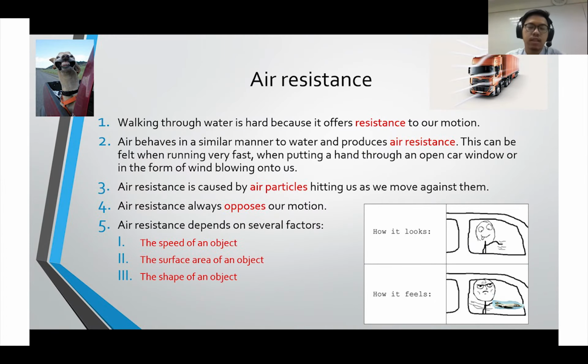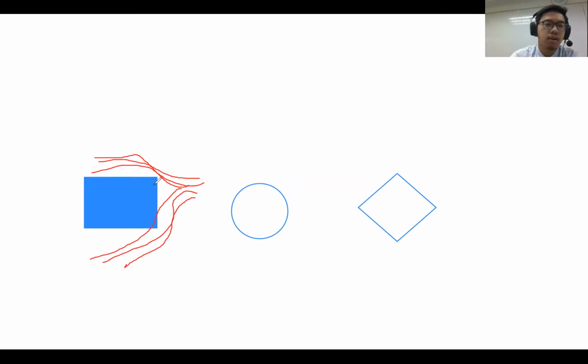The third factor is the shape of the object. Some objects can cut through air quite easily, for example, like this diamond-shaped object here or the circle-shaped object here. If it can cut through air quite easily, then it will experience less air resistance. So I can show you what it looks like. This cuboid here doesn't cut through the air quite easily, so it will experience a larger air resistance. In other words, it's harder for the air to flow around the object.